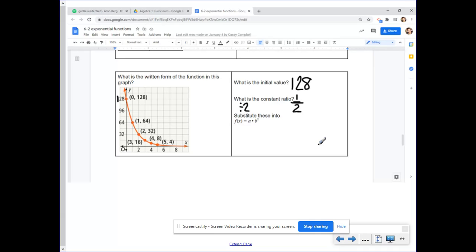So now we're going to substitute those numbers in. Our initial value goes first. So we say f of x equals our first number, which was 128, times 1/2, and we're raising that to the x power. That's the rule for our graph. Once we figure out our first number and then we figure out how we're getting to our next number, our constant ratio, then you're good to go.